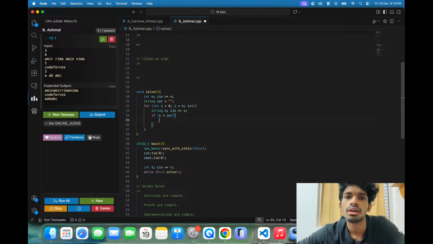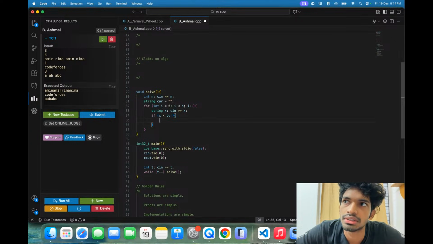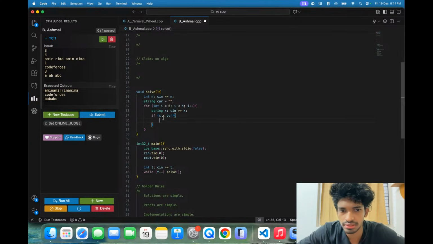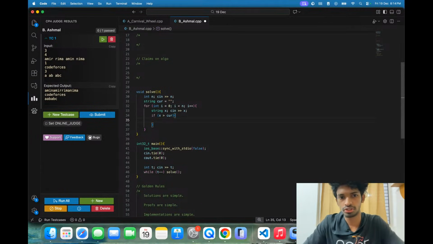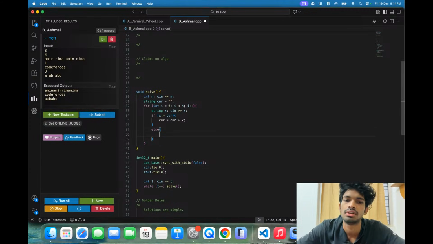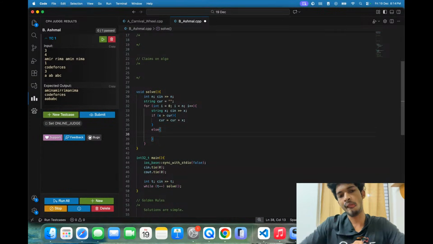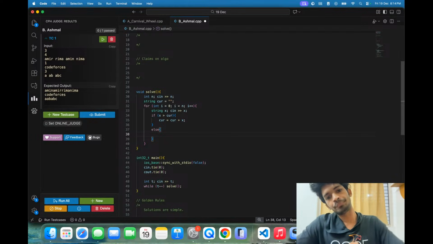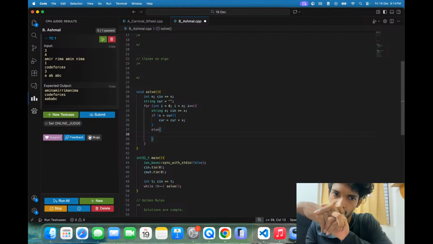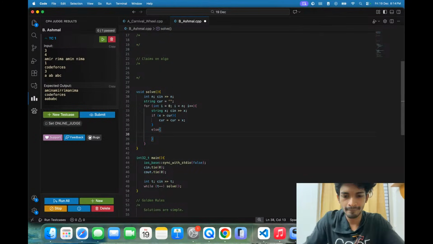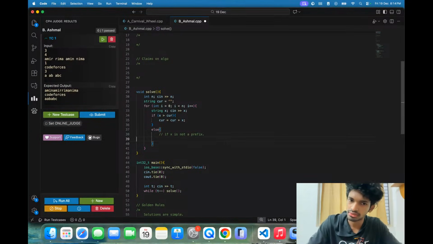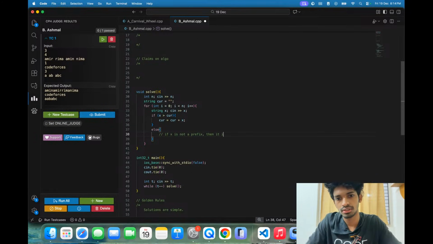But now think about it. If x is greater than current, for sure current equals current plus x. Else, if x is not a prefix, then it is x plus cur, because not a prefix means it's less somewhere.